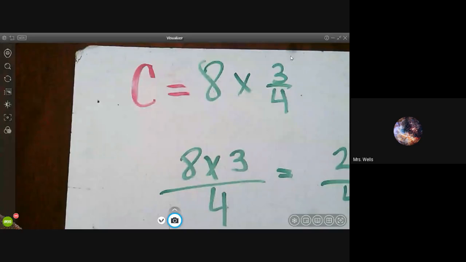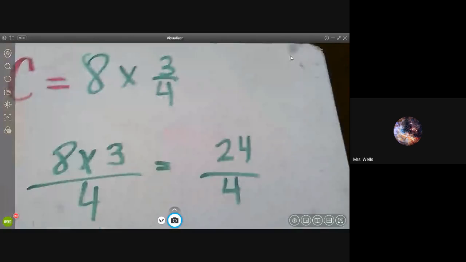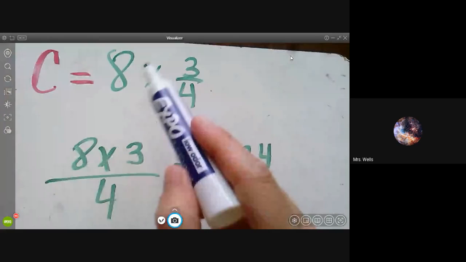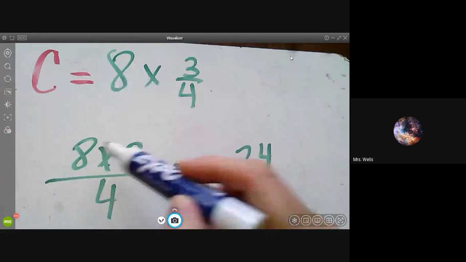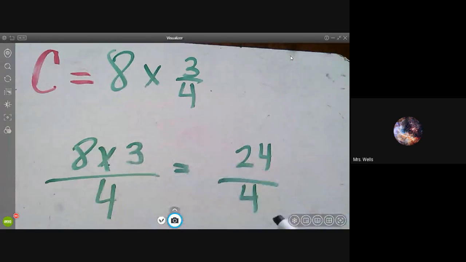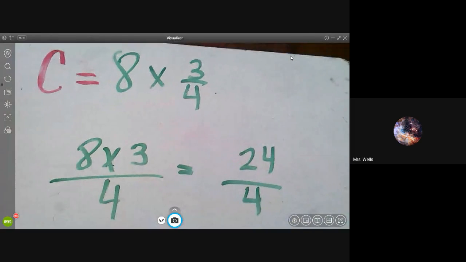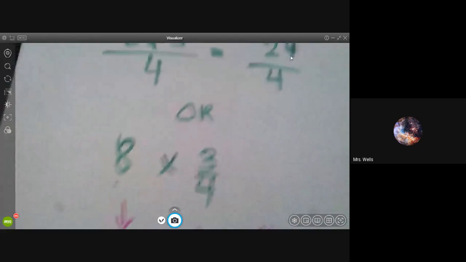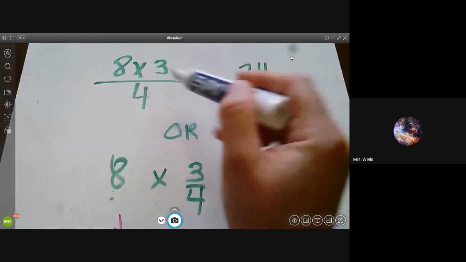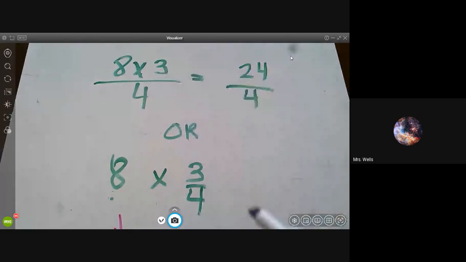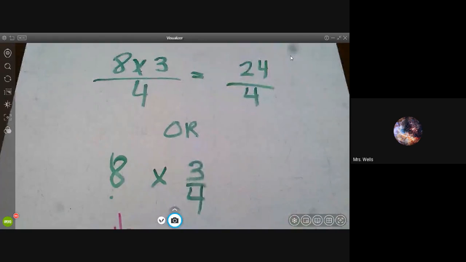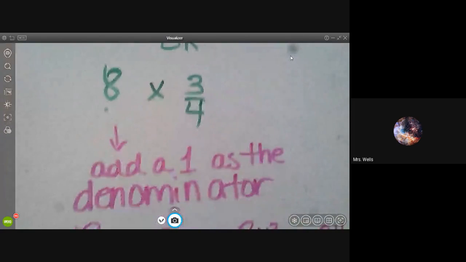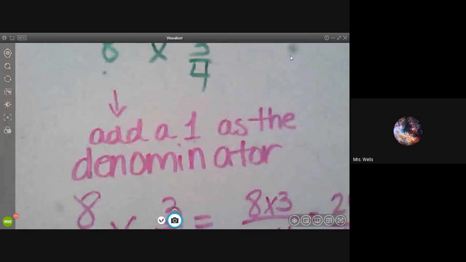Okay, so let me show you how to solve this problem. The first thing you can do is you can take technically your numerators and multiply them. 8 times 3 over 4 equals 24 over 4. Now, because I am a very visual learner, this sometimes confused me when I was younger, because I would say, well, why, this is a whole number, why am I putting it over here? Well, because any whole number that you have has an invisible 1 as your denominator.